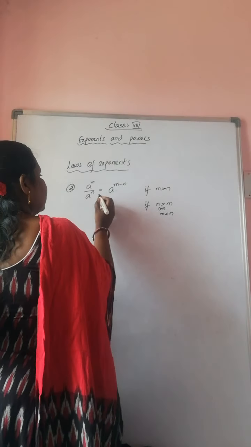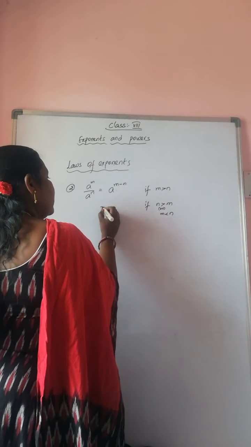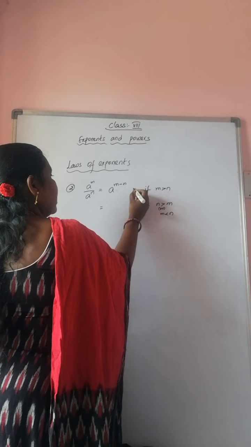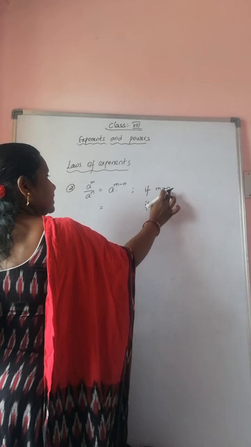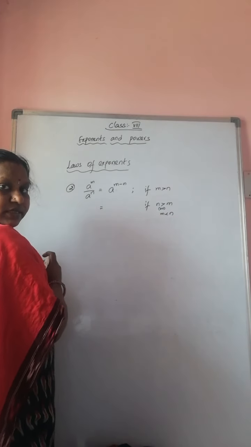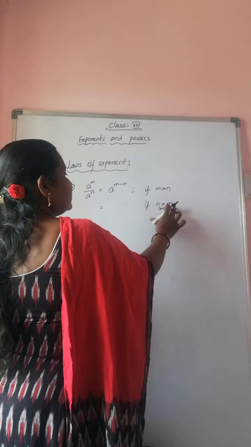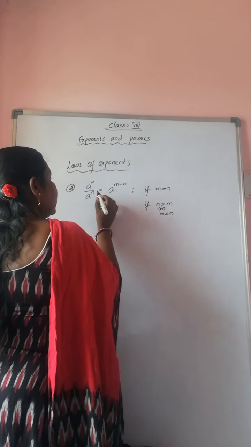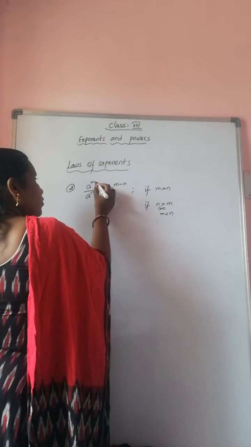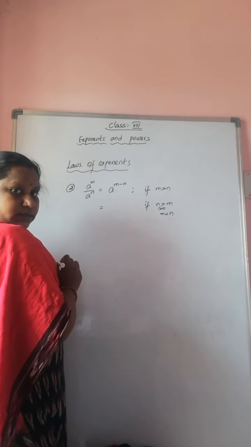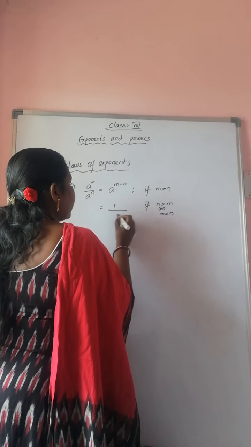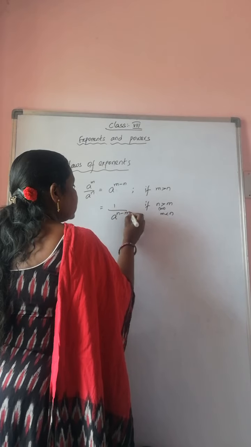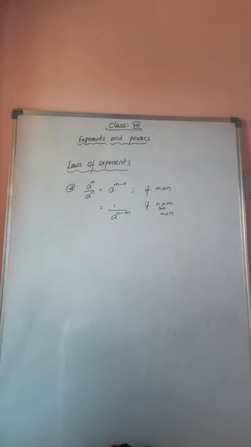So the same question again, with this condition. Are you able to understand? If the condition is m is greater than n, you are going to get a power m minus n. If the condition is n is greater than m, then what are you going to get? At that time, here this is greater than that, no? So this should come down with minus. So what you will get? 1 by a to the power of n minus m. This is the second law.